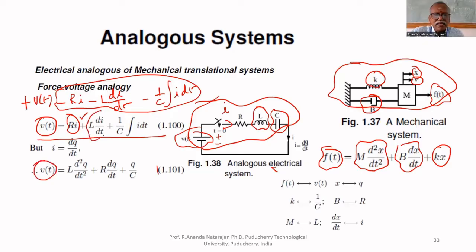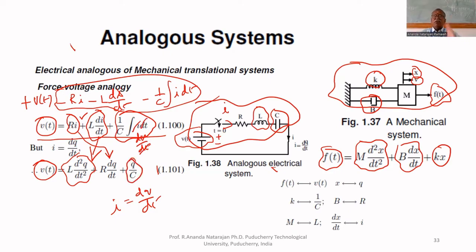L di by dt. We know that I equal to dq by dt. Therefore, L d square q by dt square. We are writing in terms of q, not I. I is dq by dt, that we know. Therefore, this Ri becomes R dq by dt. If you replace I by dq by dt, dt getting cancelled, integral of dq is q, therefore you will get q by C.